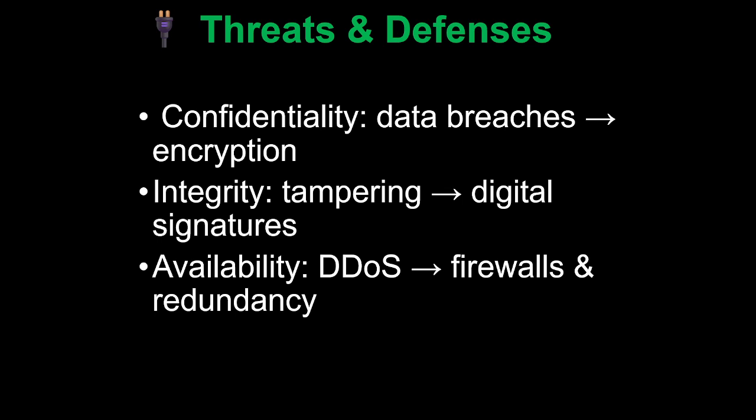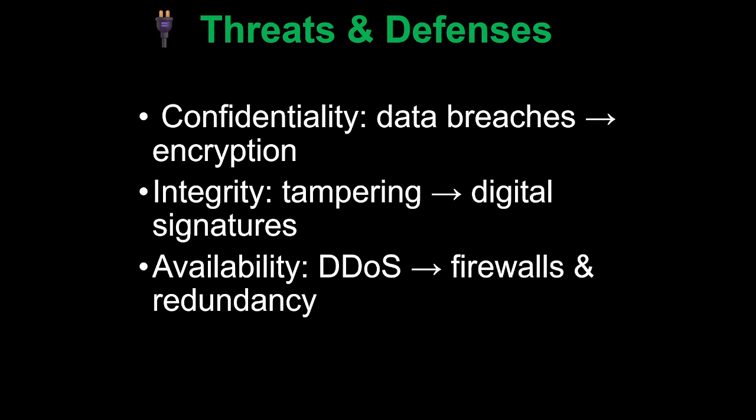For integrity or tampering of data, we use digital signatures or hashing. We check whether the sender-end data and receiver-end data are similar. Because if the data is altered or changed in between the communication, the hash value and digital signature will change. So we can identify that the data is altered.